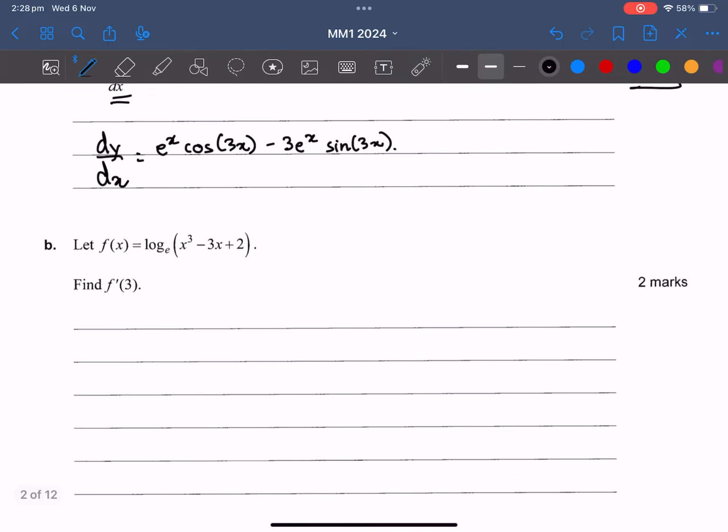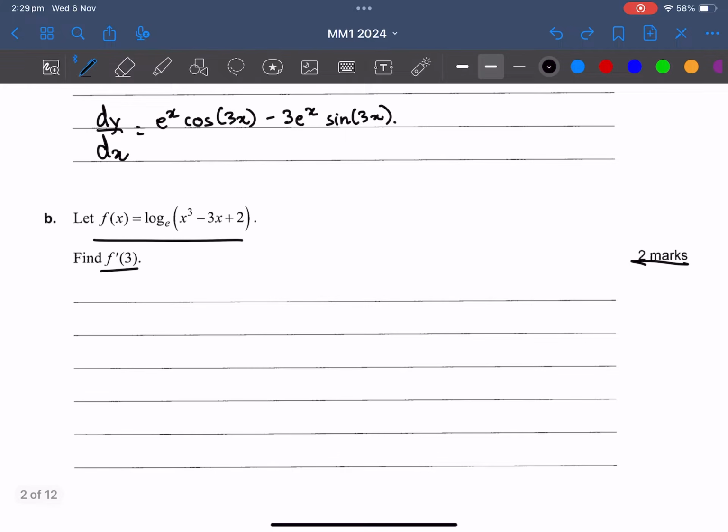So let f(x) be this, we have to find this. So 2 marks. I'm assuming that 1 mark is for the correct derivative and the second mark is for the correct value of this. So let us quickly find that. With the log, whenever you have something like log of f(x) and you have to differentiate this, our answer will always be f'(x) over f(x).